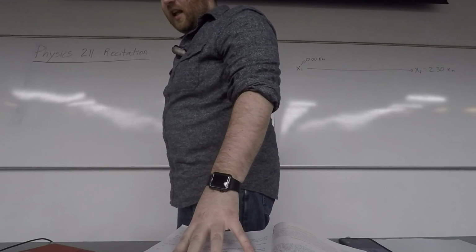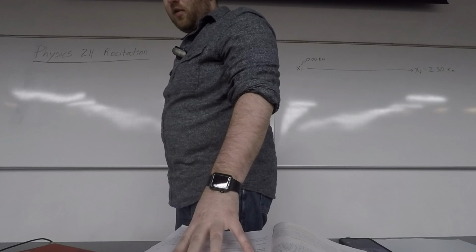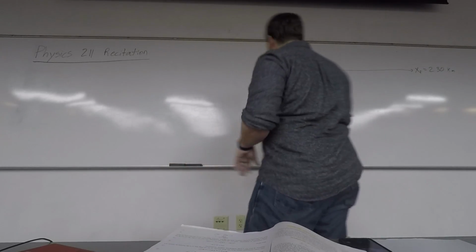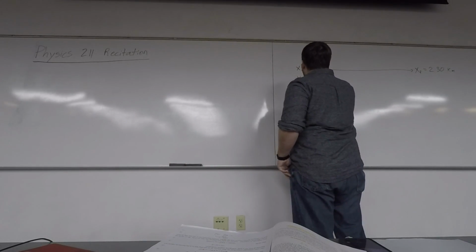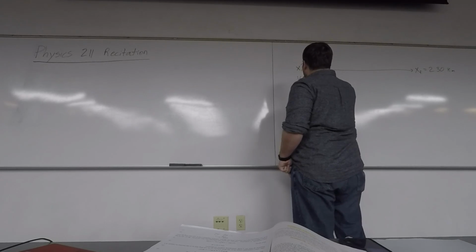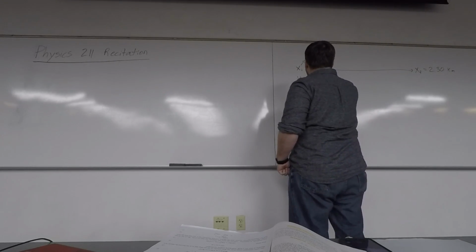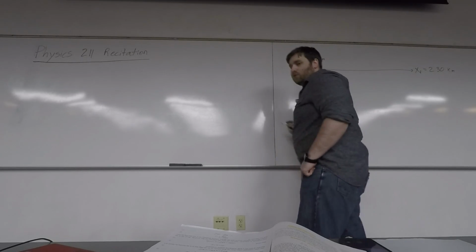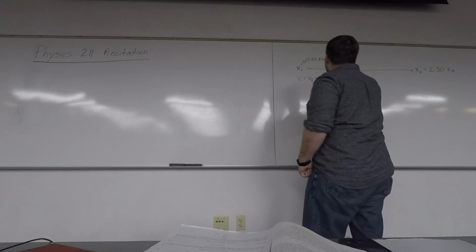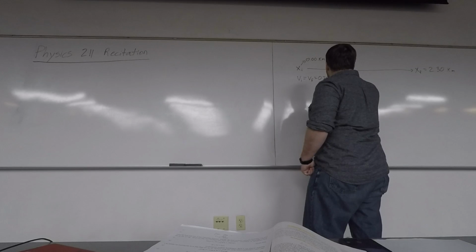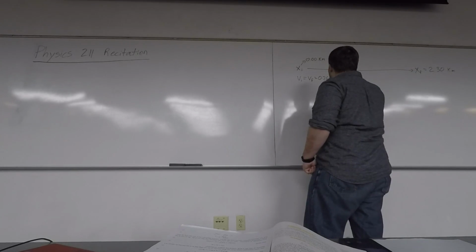The tortoise crawls straight and steady at its maximum speed of 0.260 meters per second. So velocity, so it's steady, right? So velocity initial equals velocity final, which equals 0.260 meters per second.